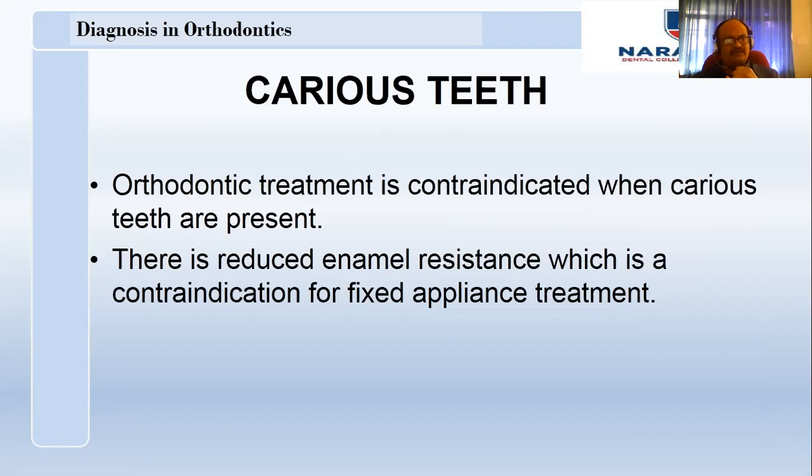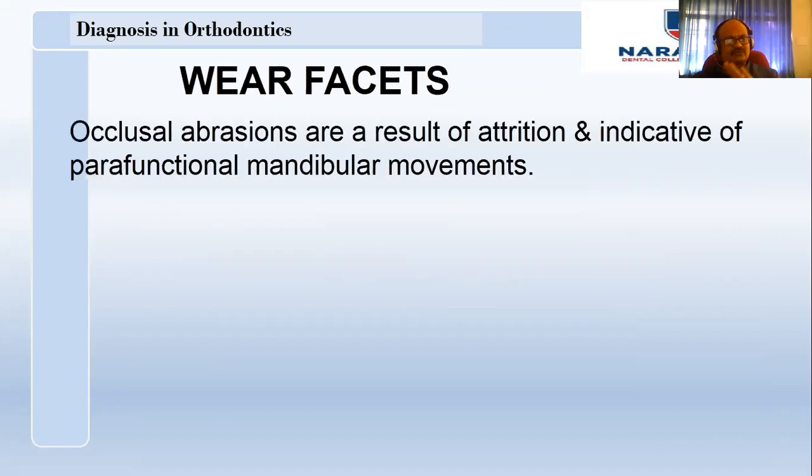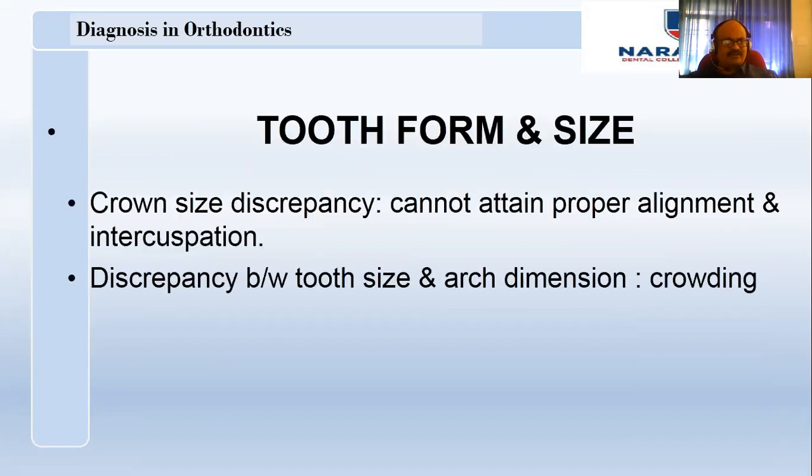We are going to learn that in the next chapter. That's why you should not have any gingivitis. You should not have any disease related to the dentition. Carious teeth should be filled or treated before the start of treatment. Next come the wear facets. Sometimes you can see abnormal wearing of the teeth. This may be due to bruxism or any other parafunctional habits.